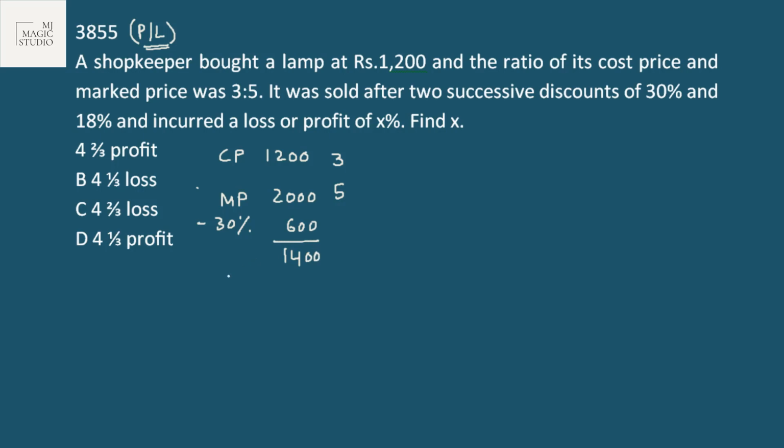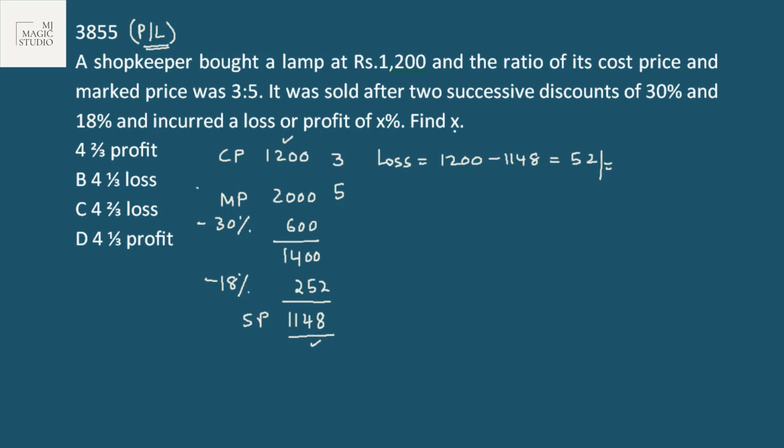Now we have 1400. Now the second discount is of 18%. The 18% discount will be calculated on 1400. 18 into 14 is 252. So the second discount is 252. Selling price is 1400 minus 252. That should be 1148. Now the cost price is 1200, which is more than the selling price. That means he incurs a loss. Loss of 1200 minus 1148, that is 52 rupees.